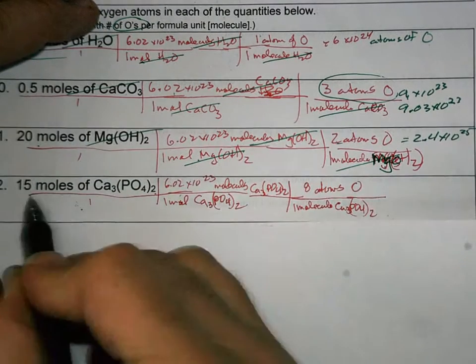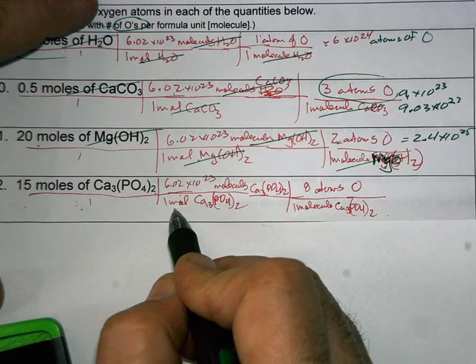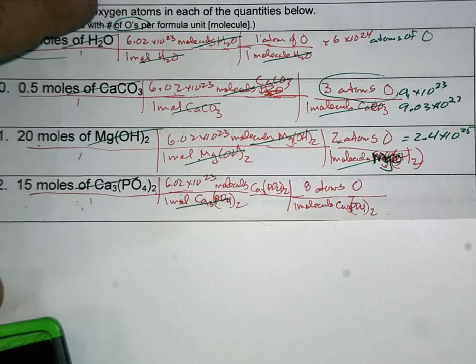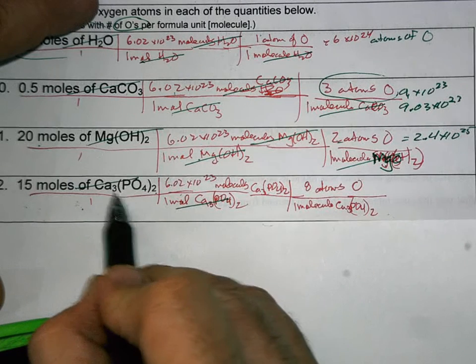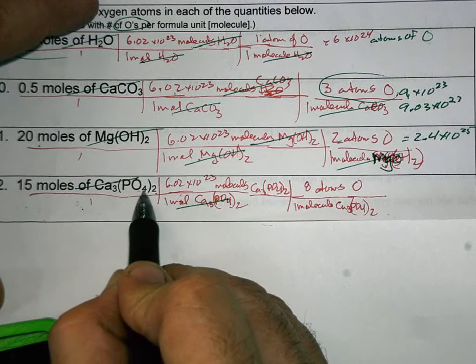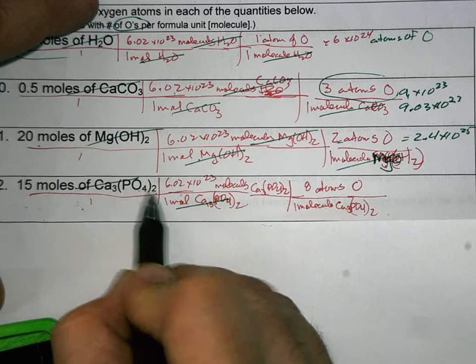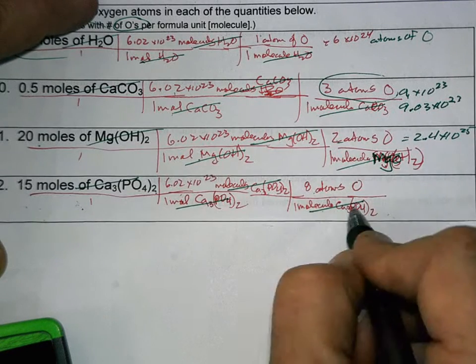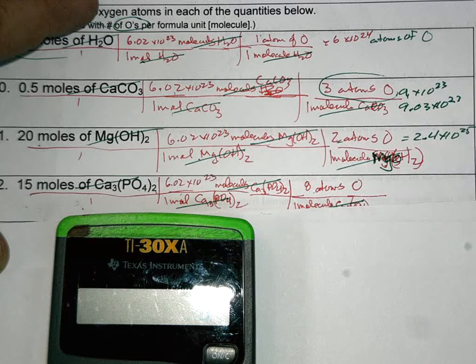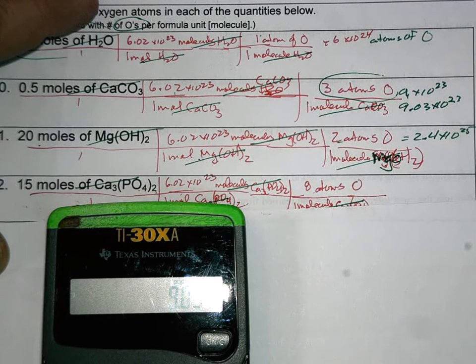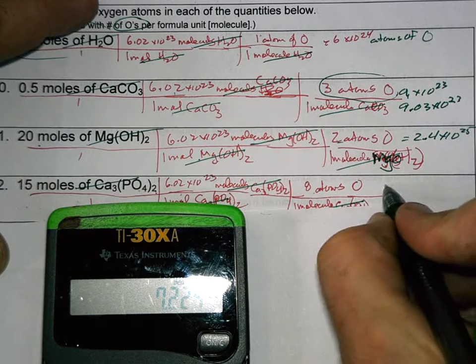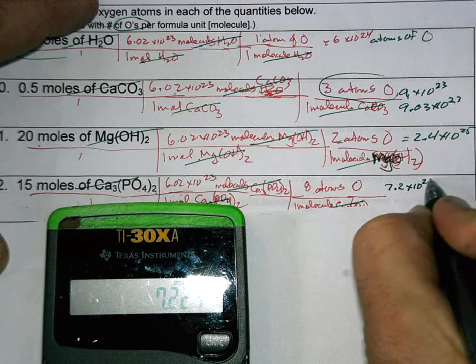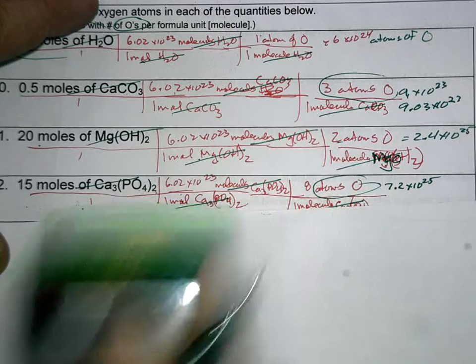All right, 15 moles of calcium phosphate. Well, we know 1 mole of calcium phosphate has that many molecules of calcium phosphate. And now we got to be careful here, because one phosphate has 4 oxygens, but this molecule has 2 phosphates. So it's going to be 4 times 2, it's going to be 8 atoms of oxygen. So we can cancel the molecules with molecules, and we're going to have 15 times Avogadro's number times 8 atoms of oxygen per molecule equals 7.2 times 10 to the 25 atoms of oxygen in 15 moles of calcium phosphate.